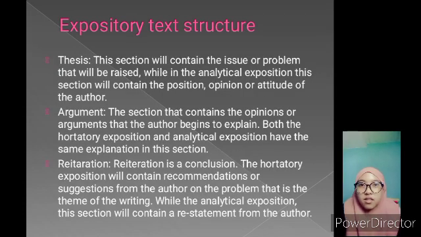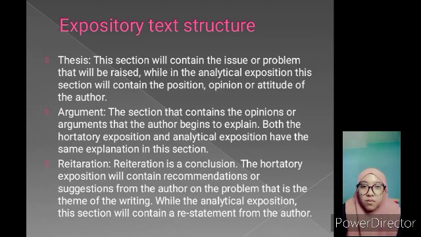Expository text has three parts of the structure. First is thesis. In the hortatory exposition text, the thesis will contain the issue or problem that will be raised, while in the analytical exposition, this section will contain the position, opinion, or attitude of the author. And then there is argument, the section that contains the opinions or arguments that the author begins to explain. Both the hortatory exposition and analytical exposition have the same explanation in this section.